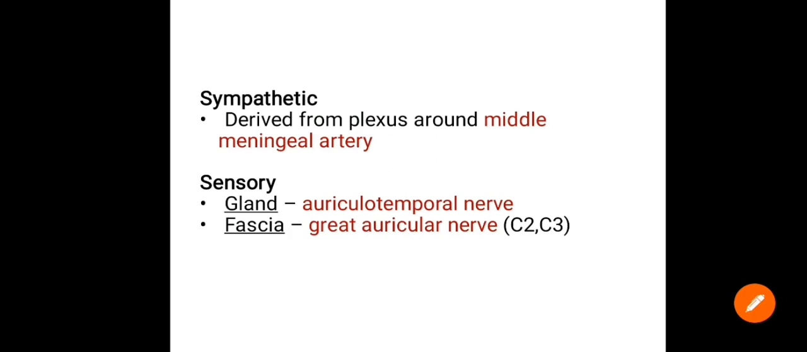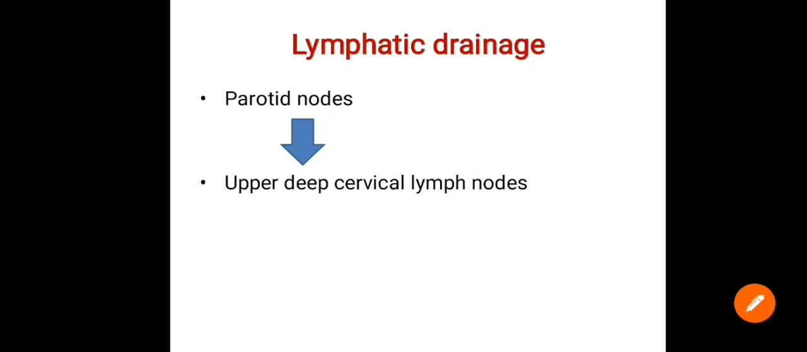Now coming to the sympathetic nerve, it is derived from the plexus around the middle meningeal artery, and the sensory for the gland is taken from the auriculotemporal nerve, and for the fascia it is from the great auricular nerve. I think I mentioned this when we were explaining the capsule of the parotid gland, right? Okay. Now coming to the lymphatic drainage. The lymphatic drainage is done by the parotid nodes, that are draining themselves into the upper deep cervical lymph nodes.